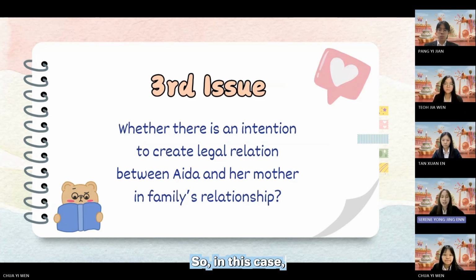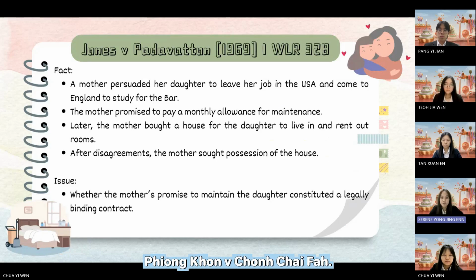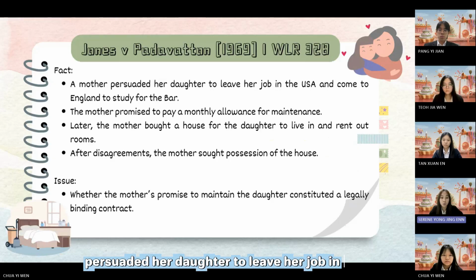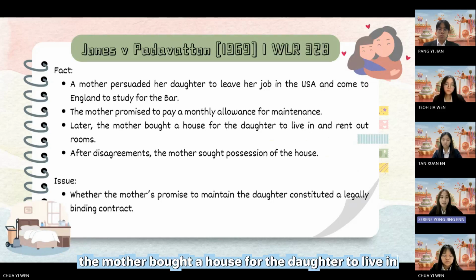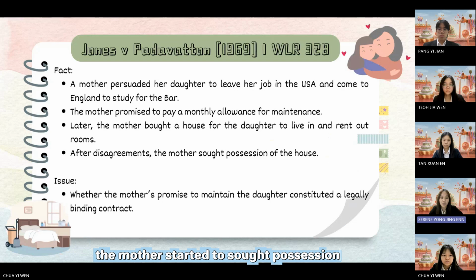In this case, we can look into two cases which are related to this situation, which are Jones against Padavatton and Pyong Kon against Chong Chai Fa. First of all, in the case of Jones against Padavatton, a mother persuaded her daughter to leave her job in the USA and come to England to study for the bar. The mother at first promised to pay a monthly allowance for maintenance. Later, the mother bought a house for the daughter to live in and rent out rooms.